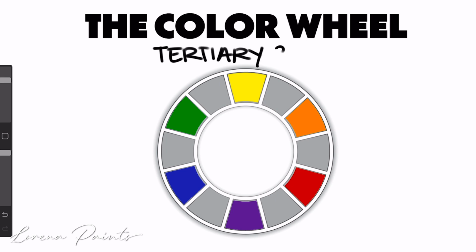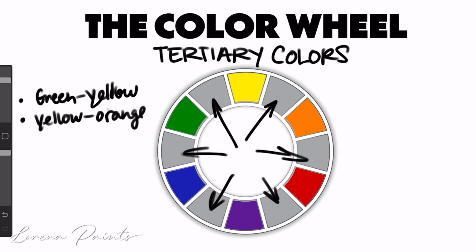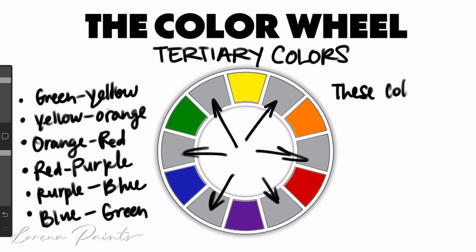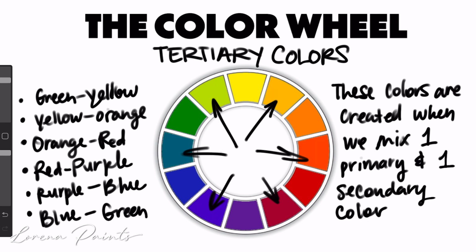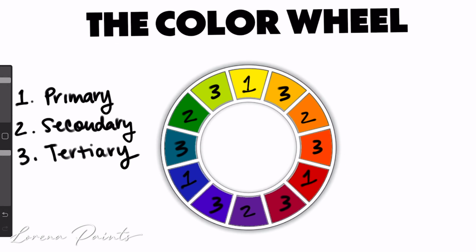Now let's get into tertiary colors. Tertiary colors are created when you mix a primary color with a secondary color. These colors will create yellow green, yellow orange, red orange, red purple, blue purple, and blue green. So just a quick recap, our primaries are yellow, blue, and red. Our secondary colors are green, orange, purple, and our tertiary colors are yellow green, yellow orange, red orange, red purple, blue purple, and blue green.